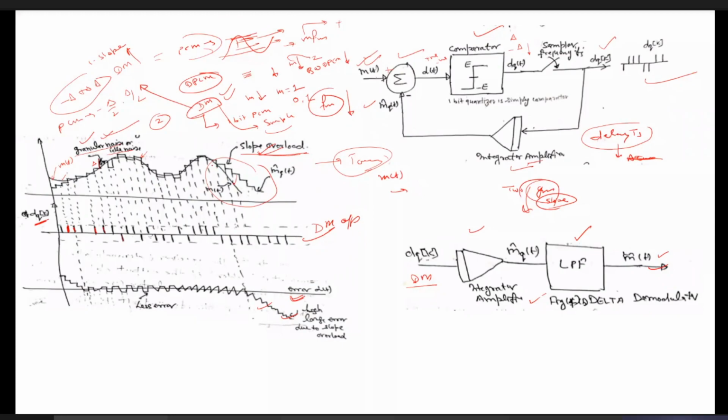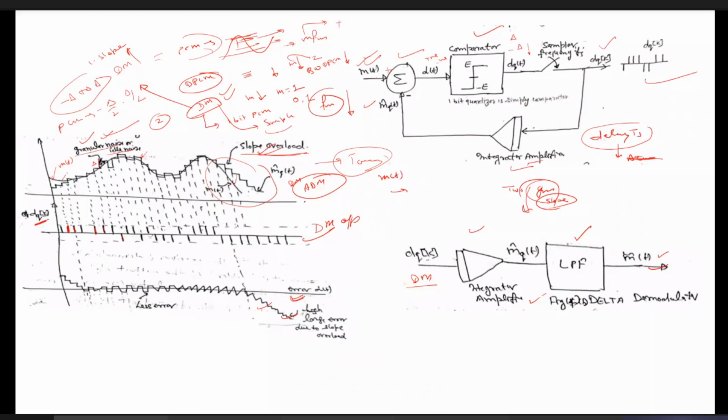Later on we will see adaptive delta modulation, where we try to minimize these two drawbacks of delta modulation. That is, we try to minimize the granular noise and we try to minimize the slope overload. I just want to give you a brief introduction about adaptive delta modulation.